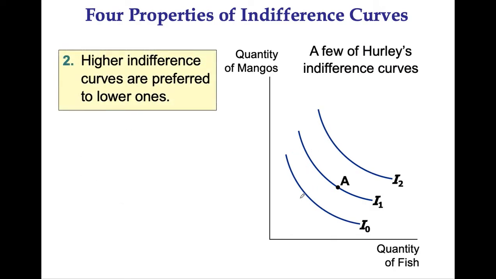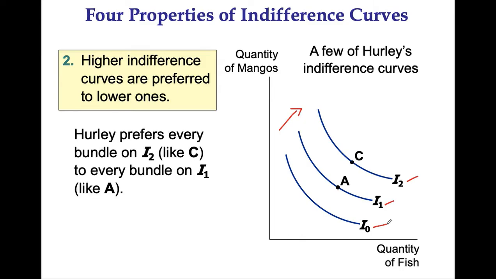The second property of the curve is that we can present many curves in this plan. Higher indifference curves are preferred to lower ones. Why? Because higher indifference curves represent a higher level of satisfaction. I2 gives a higher level of satisfaction than I1, and I1 gives a higher level of satisfaction than I0.